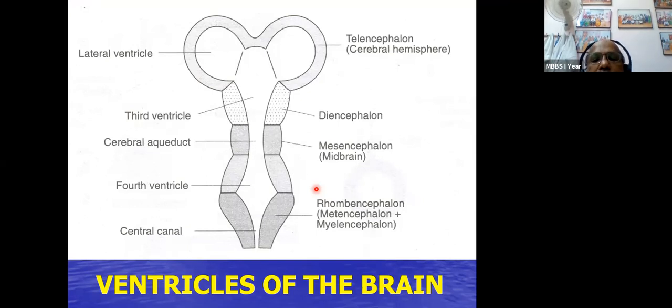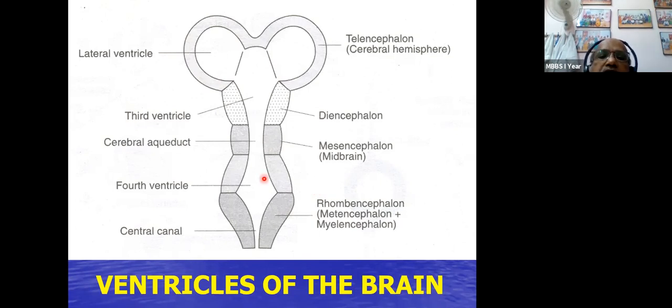Already you know what is the use of having ventricles. Your cerebrospinal fluid is formed in these ventricles. From these ventricles, it finally reaches your subarachnoid space. There the major amount of your CSF will be present, in the subarachnoid space. From the fourth ventricle, it reaches the subarachnoid space.